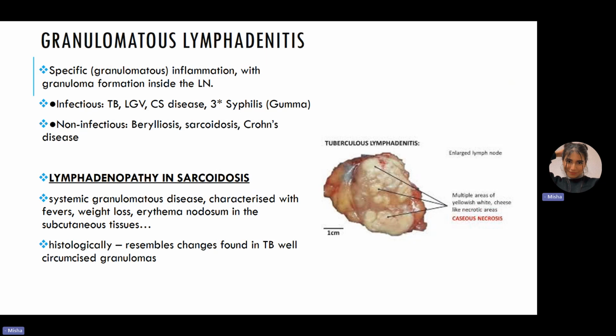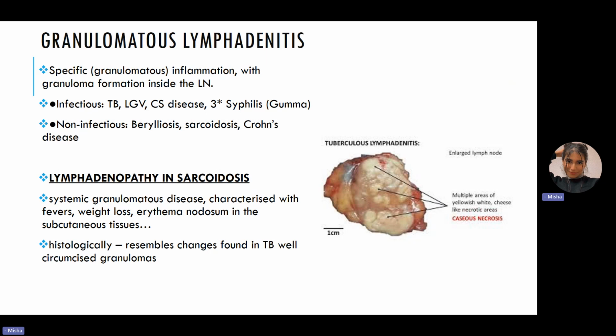Like in the picture, you can see even in tuberculosis infection, when it reaches the lymph node, this is something that we can see. It basically produces this granulomatous lymphadenitis or lymphadenopathy. Okay. So it can be obviously infectious, which we already know, for example, TB, or non-infectious such as sarcoidosis.